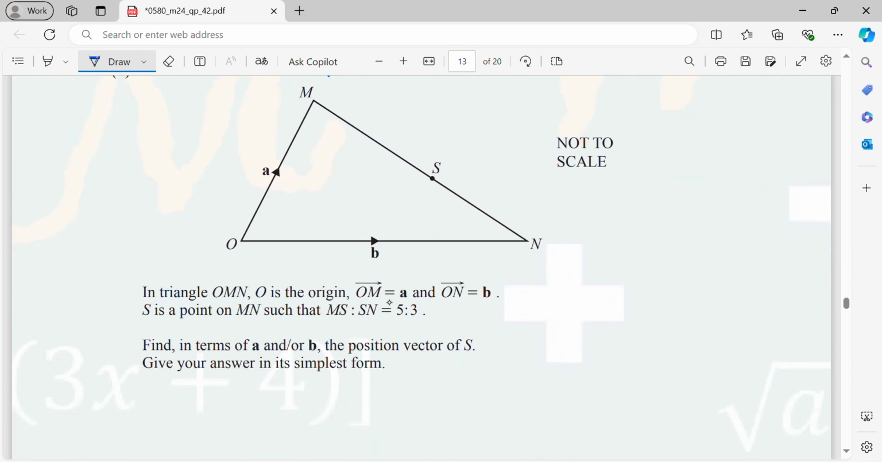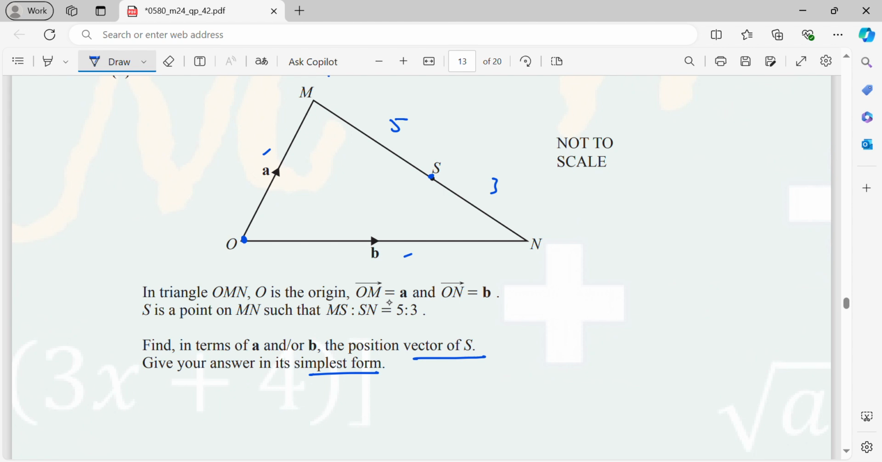Okay, now B. In triangle OMN, O is the origin, OM is vector A, ON is B, S is a point on OM, such that MS to SN is 5 to 3. MS to SN, so 5 to 3. Now find, in terms of A and B, the position vector of S. Give your answer in the simplest form.